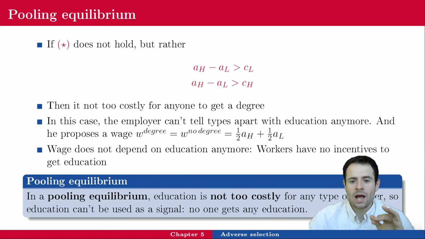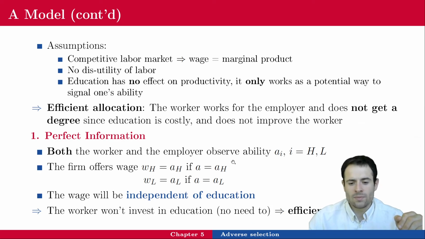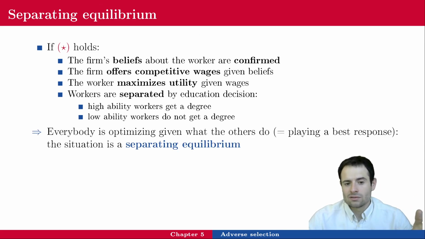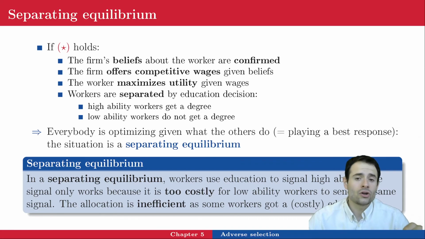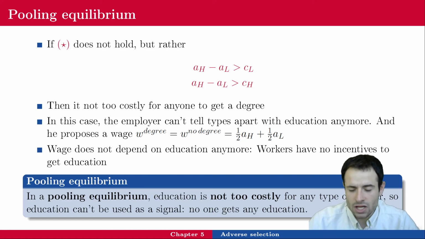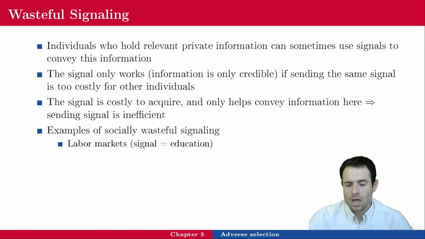Always compare these equilibria with the perfect information equilibrium. Remember, under perfect information, it's pretty much perfect competition, and so the result is efficient. In the separating equilibrium, some agents, the good type, the high ability workers, are going to get education, which represents a waste of money. It is just a way to signal that you're good, but it doesn't make you better. In the pooling equilibrium, nobody gets an education because it is not useful for anybody, so it's more efficient in this sense. And we went over other examples of wasteful signaling. Not always wasteful, that depends, but you can always argue.